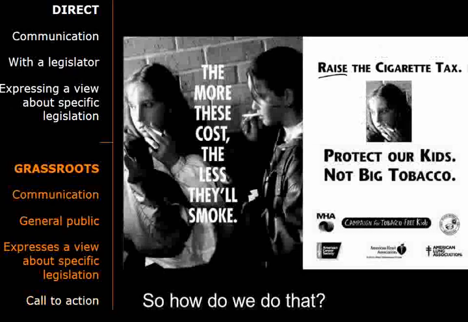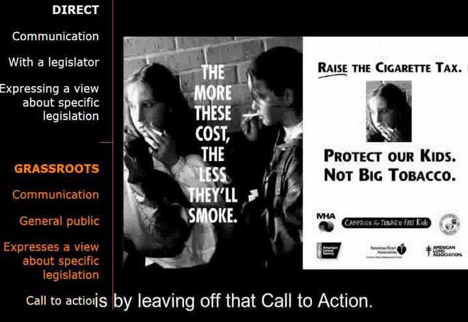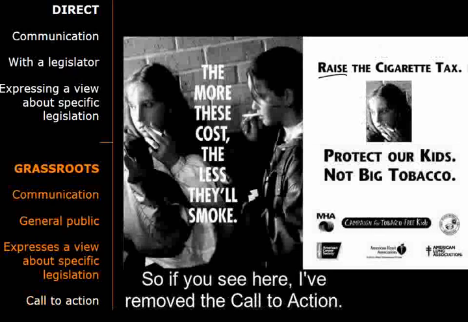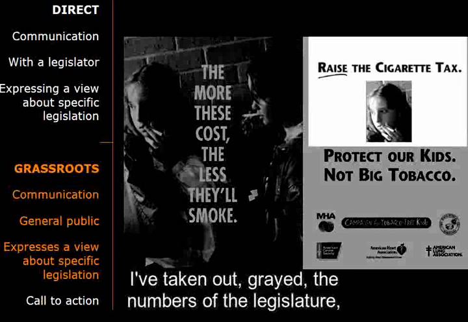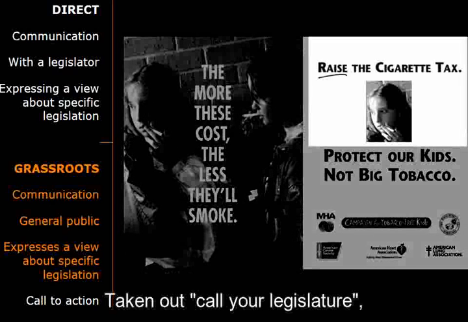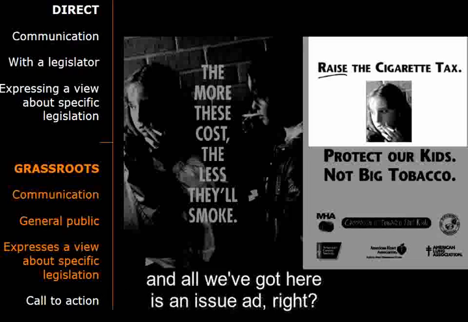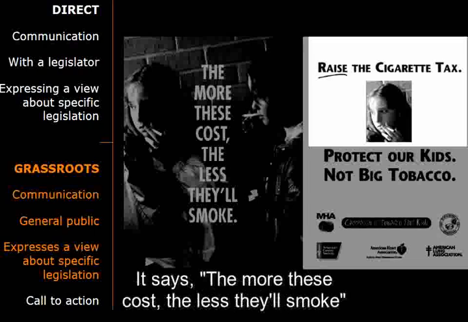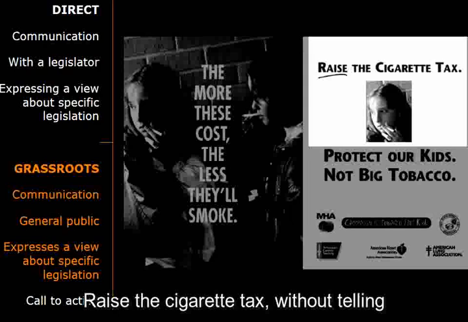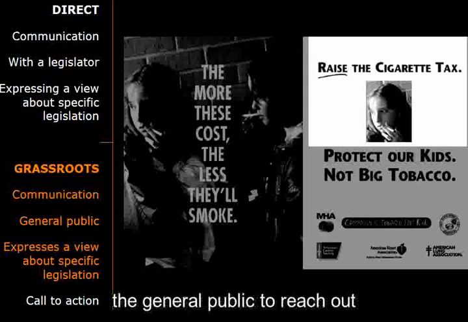So how do we do that? Well, one way we can do that is by leaving off the call to action. So as you see here, I've removed that call to action. I've taken out the numbers of the houses, the legislature. I've taken out call your legislature. And all we've got here is an issue ad, right? Issue advocacy or public service announcement. It says the more these cost, the less they'll smoke. It's essentially the same message, raise the cigarette tax, without telling the general public to reach out to the legislator over a specific piece of legislation, okay?